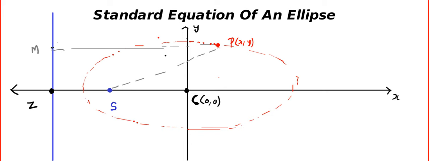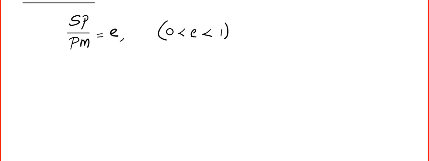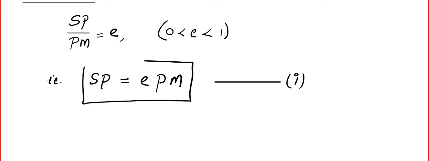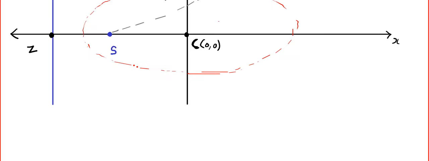And what is the speciality of P? SP by PM will be the eccentricity e, where e will be a quantity less than 1. Now, when P moves according to this ratio, what will be generated? Exactly, the standard ellipse will be generated. So that is the first part of the proof. You can do one more thing that will help you a lot later. We can cross multiply and write e into PM, and let's call it equation 1. You will understand a little bit later why I did this. Shall we continue?